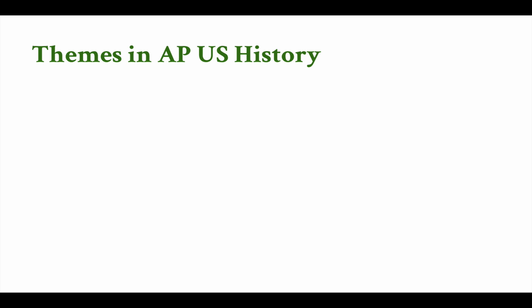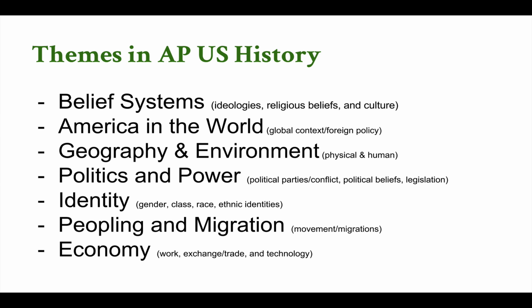So let's talk real quick about the themes in U.S. history. Because the contextualization asks you to take the essay and situate it, or set it in the context of what's going on in U.S. history during this period of time, you need to know those themes that are in AP US History, because you have to tie it to one of those themes. There are 7 of them, arranged in the acronym BAGPIPES, or BAGPIPE. They are belief systems.